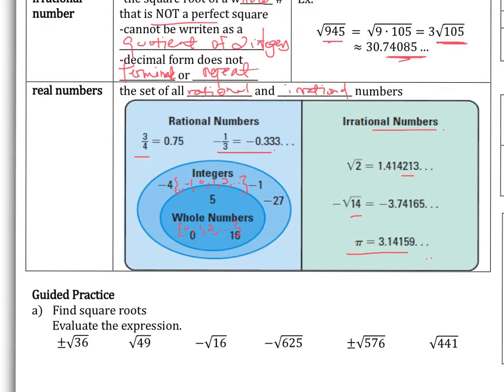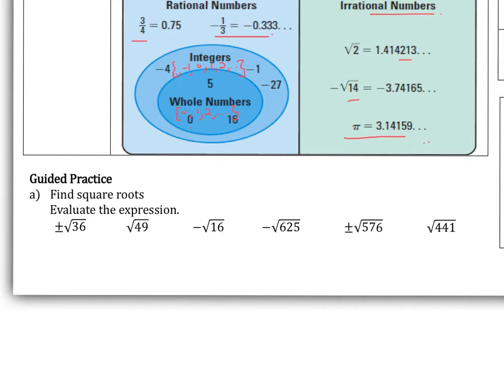Now let's do some practice. Part A, find square roots. Evaluate the expression. If you're given a positive negative sign before the square root, just recopy it. And take the square root of 36, it's a perfect square, 6. If there's no positive negative sign before the square root, don't worry about it. Just take the square root of 49. And this one would be negative 4, negative 25, 24, 21.